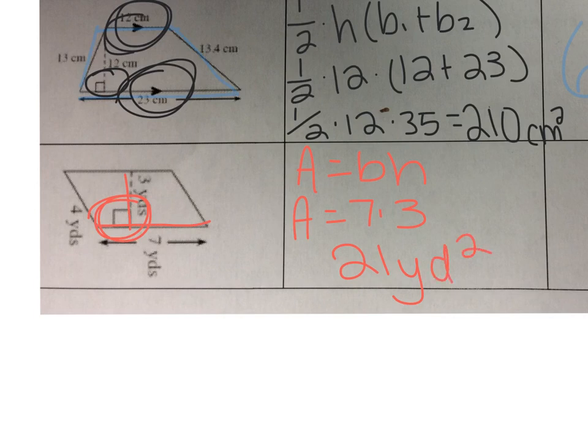Okay, let's take a look at the perimeter. Remember, the perimeter is that outside edge. 4, well, let me switch colors here. 4 and 7. Now remember, this side's also 4 and this side's also 7. So 4 plus 7 is 11, and we have that double, so it's 22. And our label is yards.